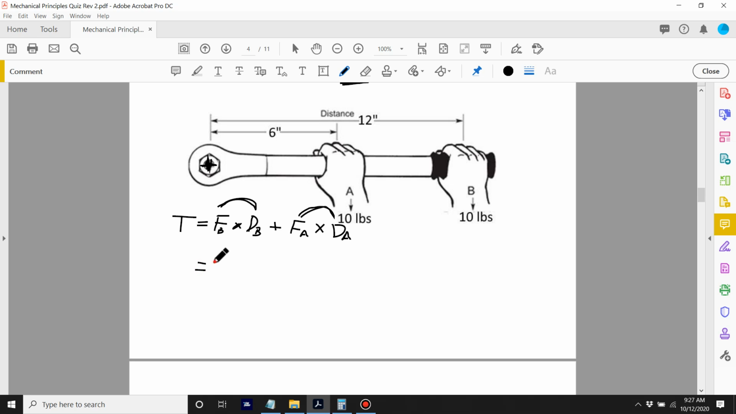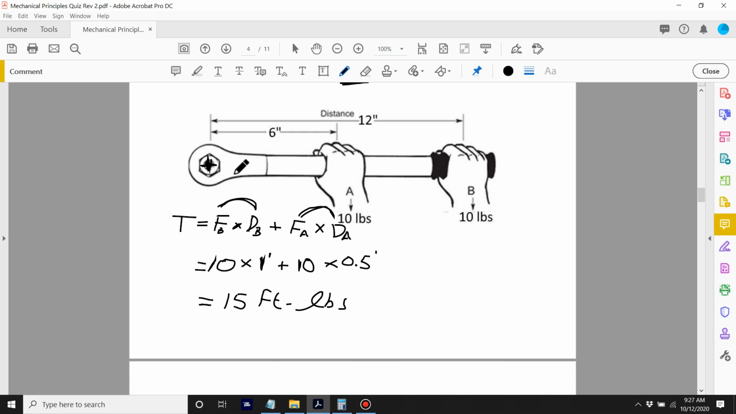So this is 10 pounds, forgive my writing, multiplied by 1 foot, 12 inches is equal to 1 foot, plus 10 pounds multiplied by a half a foot. And what's the total torque? It's going to be 10 plus 5, it's going to be 15 foot-pounds. I hope I'm right there. Yeah, 15 foot-pounds.